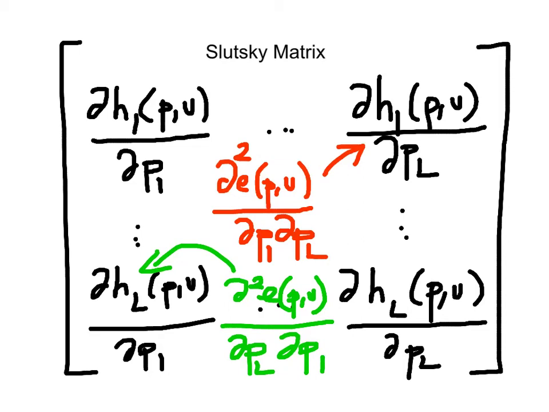So I've established, because the expenditure function is real valued, and a property of real valued functions is that the order in which I take partial derivatives is irrelevant, this element on the Slutsky matrix is equal to this one. And similarly, this one is equal to this one, etc., etc. The Slutsky matrix is symmetric. The symmetry of the Slutsky matrix is a new result we didn't have before.